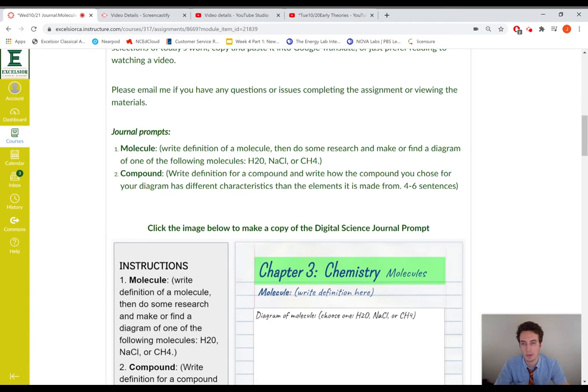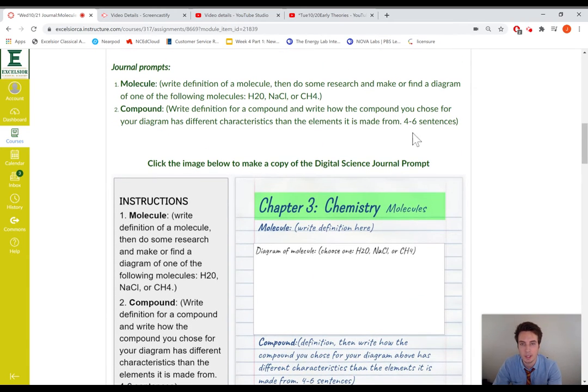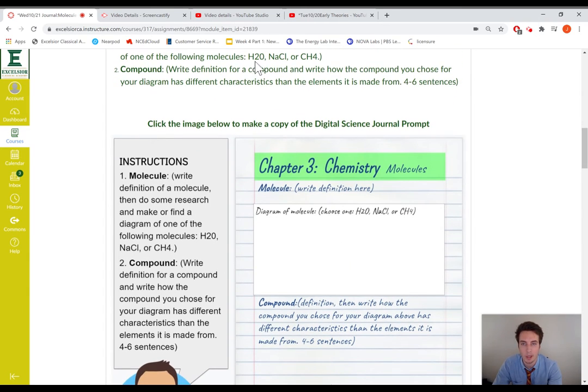Your prompts are to do number 1, molecule. I want you to write the definition of a molecule, like it'll show here. Then do some research and make or find a diagram of one of these molecules, either H2O, NaCl, or CH4. And then I want you to put that diagram in here.